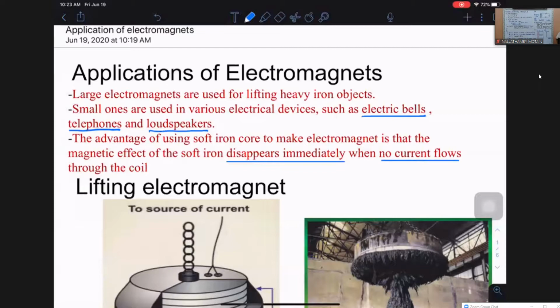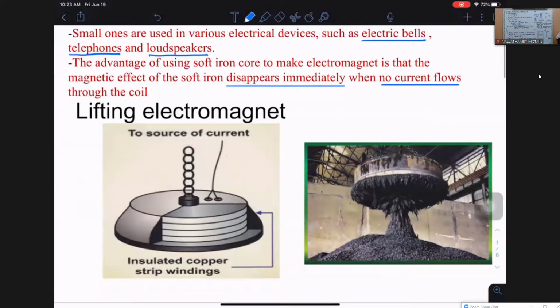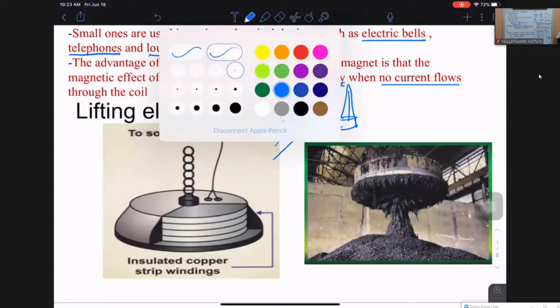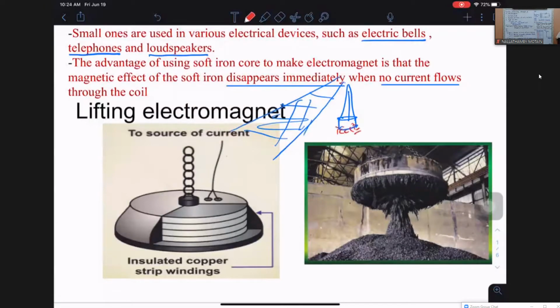So, an example. This is what we call a scrap lifting magnet, or lifting electromagnet. It can also be an essay question in the exam. They will give you a few cranes. For example, I draw this. The first one is a scrap lifting magnet. We are using a crane. When the current flows, it attracts a lot of metals.